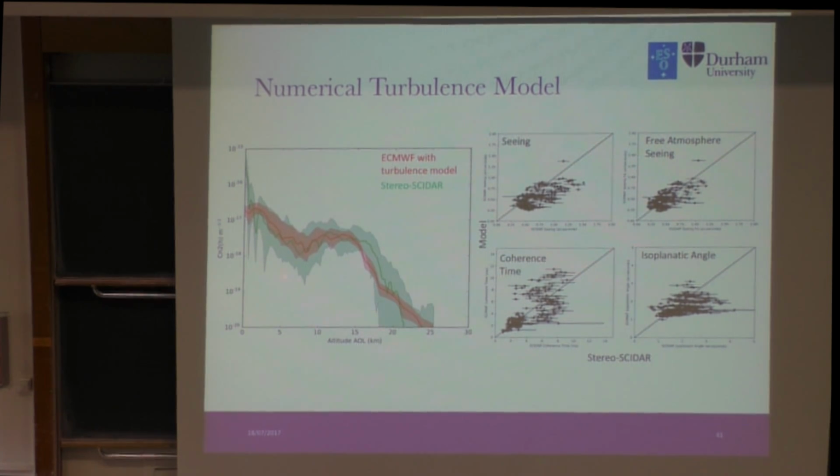Here I show the median profile of the stereo SCIDAR, which is in the region, and the ECMWF model. So this is just the European Centre for Medium-Range Weather Forecasts with my turbulence model. Its input is wind velocity, temperature, and pressure. Generally, it follows the right shape here, except for the ground. And this is where we come to the problem with local turbulence and resolution, because the resolution of ECMWF is only 20 to 50 kilometers.